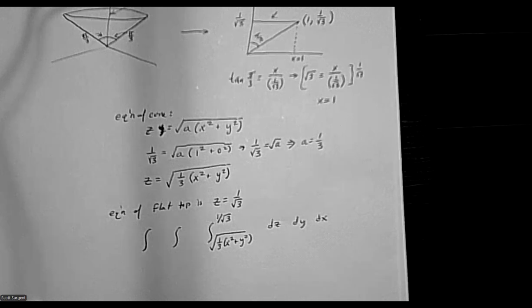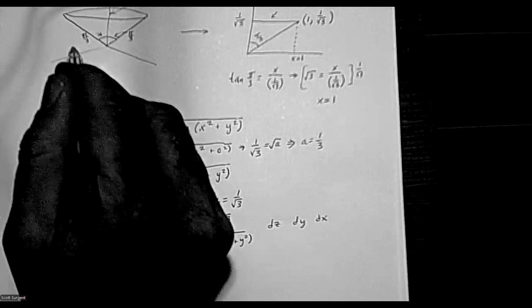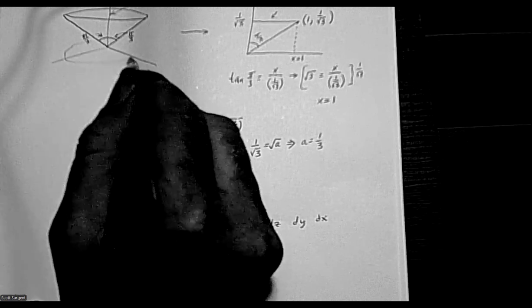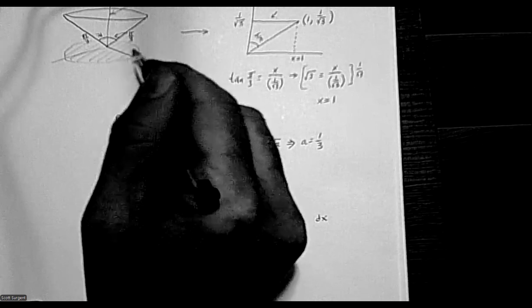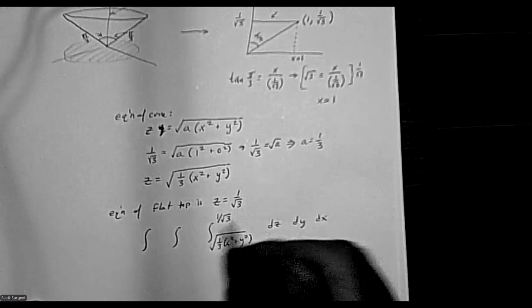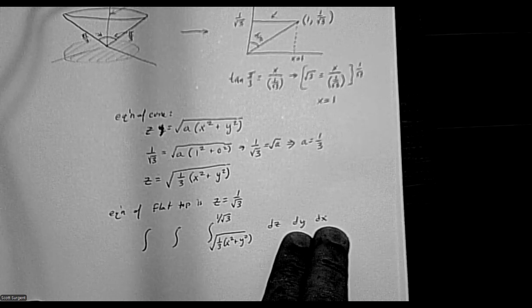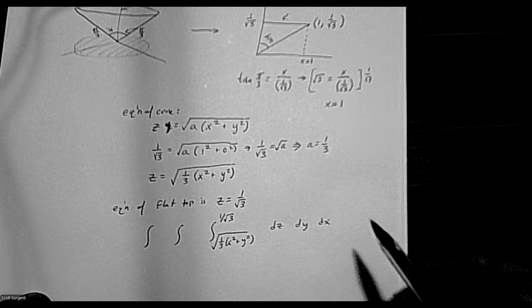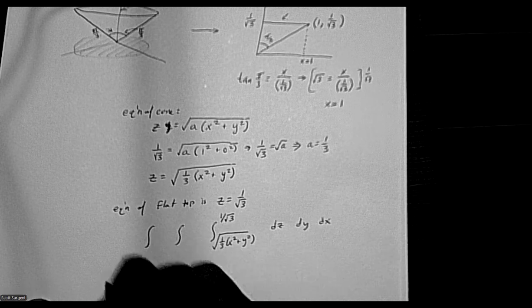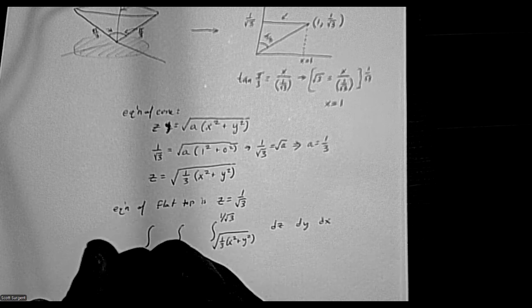Okay, now we're done with Z. So what we do now is we come back into the picture. We just look at the shadow that it makes now on the XY plane. And that's just going to be a circle of radius 1. So in the XY plane, it's just a circle of radius 1. And so let me write that out in words.